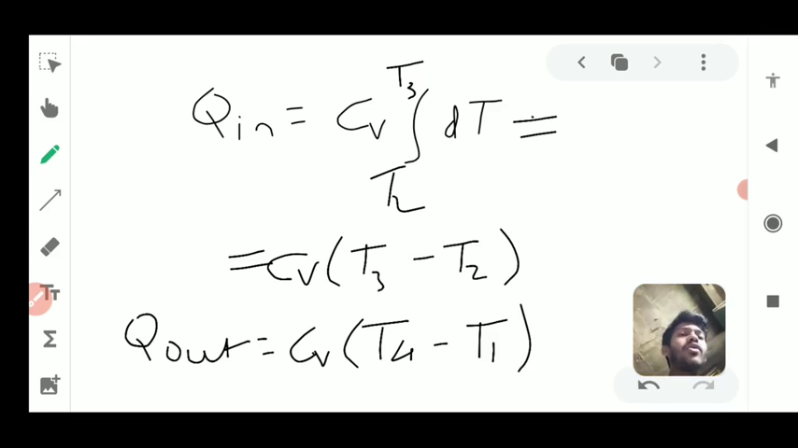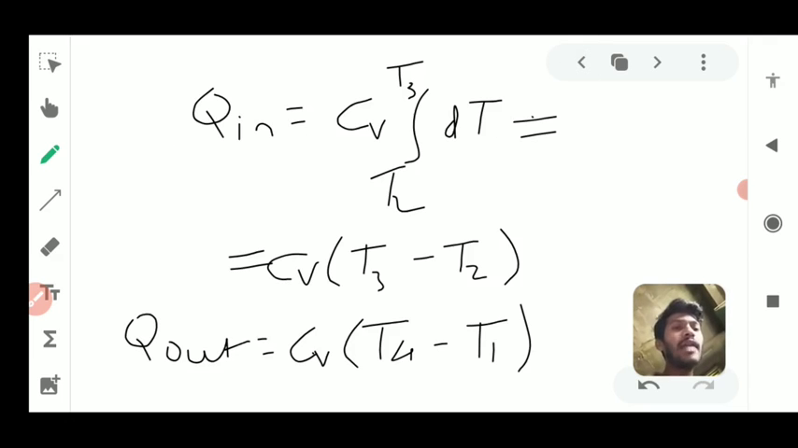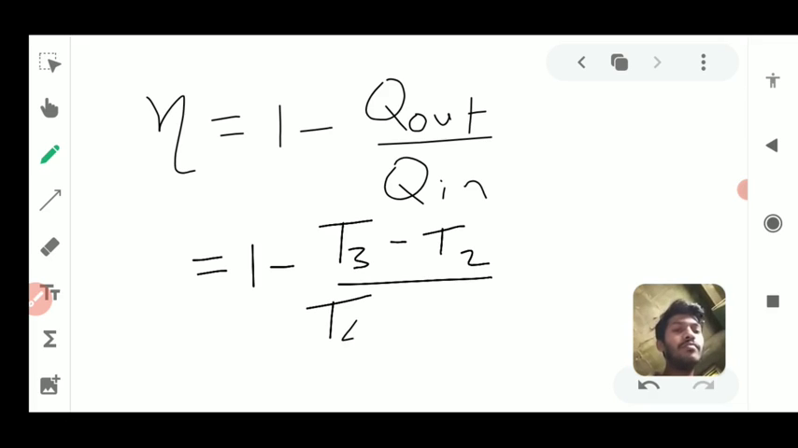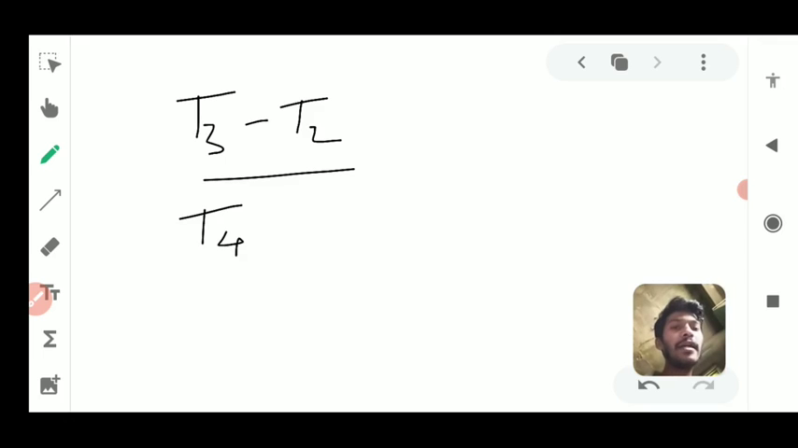Here both quantities Q in and Q out are taken to be positive. In the second law, or in heat engines, we generally deal with the magnitudes of heat and work. We have seen the efficiency is given by 1 minus Q out divided by Q in. If we put in the last derivations, Cv will get cancelled out, and we will get 1 minus (T3 minus T2) divided by (T4 minus T1). You will do this derivation as your homework. You will get that (T3 minus T2) divided by (T4 minus T1) turns out to be T1 upon T2.